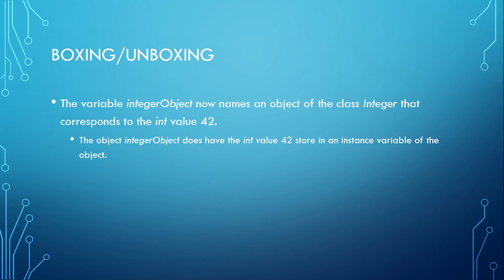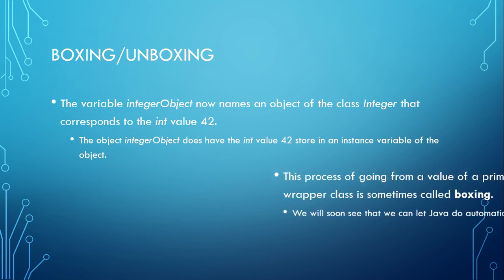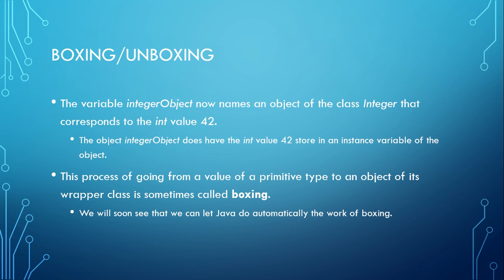Boxing and unboxing. So the variable integerObject now names an object of the class Integer that corresponds to the int value 42. The integerObject does have the int value 42 stored within an instance variable. So if I were to actually open up that object, I'd see in there an int equal to 42. This process of going from a value of a primitive type to an object of its wrapper class is sometimes known as boxing. And we will soon see that Java can do the automatic work of it.